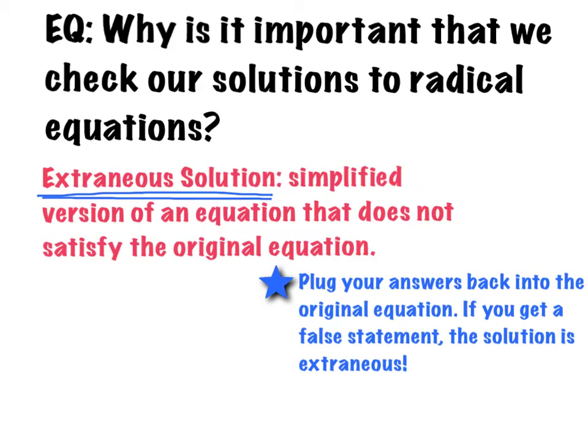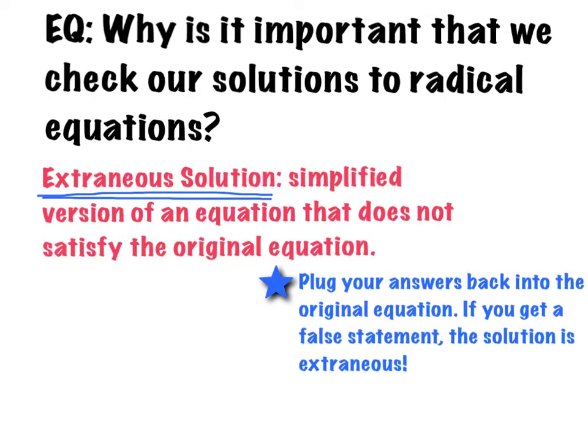Okay, whenever we're dealing with radical equations, it's very important that we check our solutions. The reason it's important is because some of those solutions may be extraneous. An extraneous solution is a simplified version of an equation that does not satisfy the original. Okay, and we're going to see more closely what that means in a little bit.